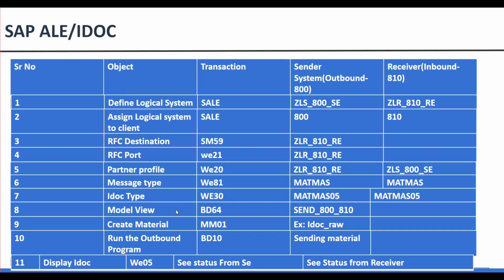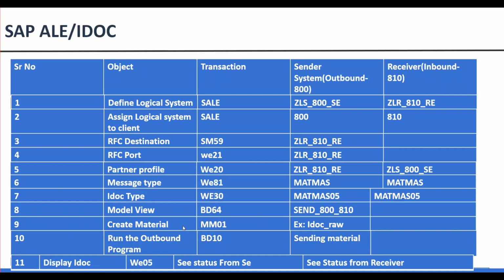Now I will create a model view. This is very important for distributing the data from sender to receiver. I am going to create it with a technical name in the sender system. Once I created it, I have maintained the sender system and the receiver system information.